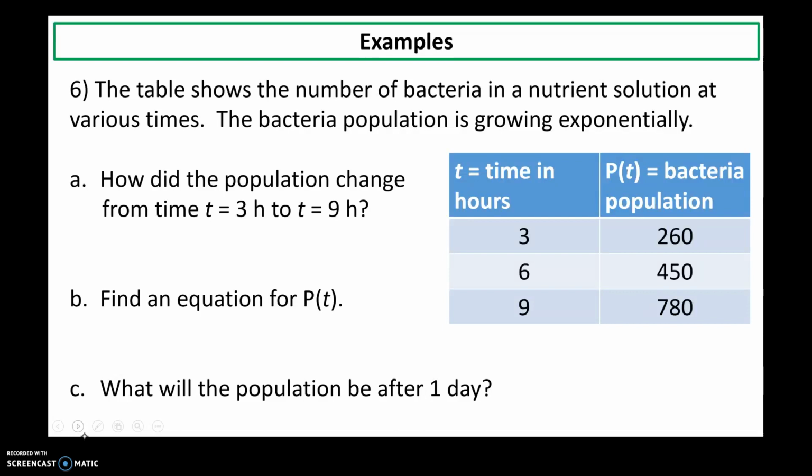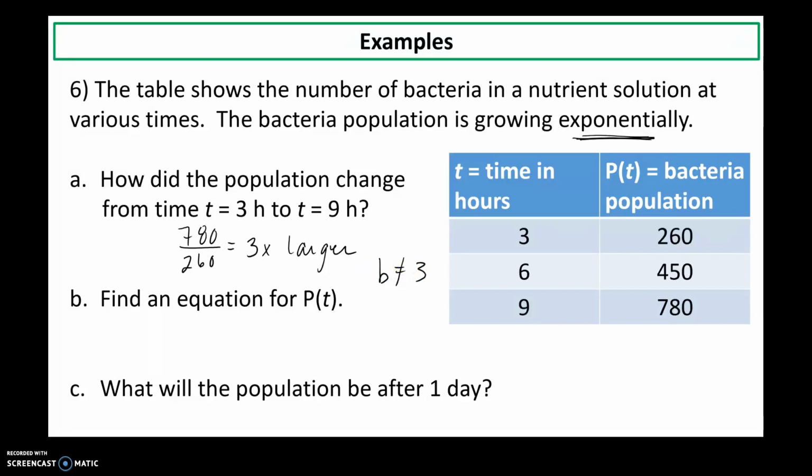Okay, the table shows the number of bacteria in a nutrient solution at various times. The bacteria population is growing exponentially. So hopefully you're seeing exponentially means we have some common multiplier, okay? How did the population change from 3 hours to 9 hours? So I can take the values of my population and simply divide them. So when I divide this, the population got 3 times larger from 3 to 9 hours. That does not mean that our growth factor is 3, okay?